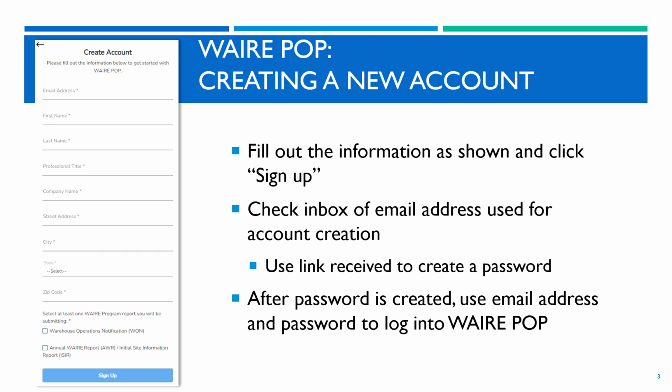AWR or ISIR. Once you click Sign Up, a confirmation email will be sent to your email address with a link to create a password. Please make sure to check your junk folder in case the confirmation email ends up there. The password has criteria requirements such as an upper and lowercase letter, a number, and a symbol. After creating a password using the confirmation email link, you'll be able to log in using your email and password.